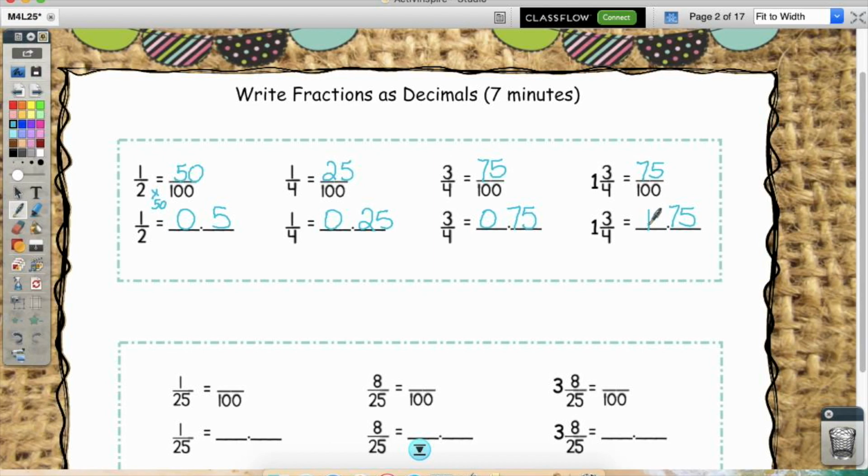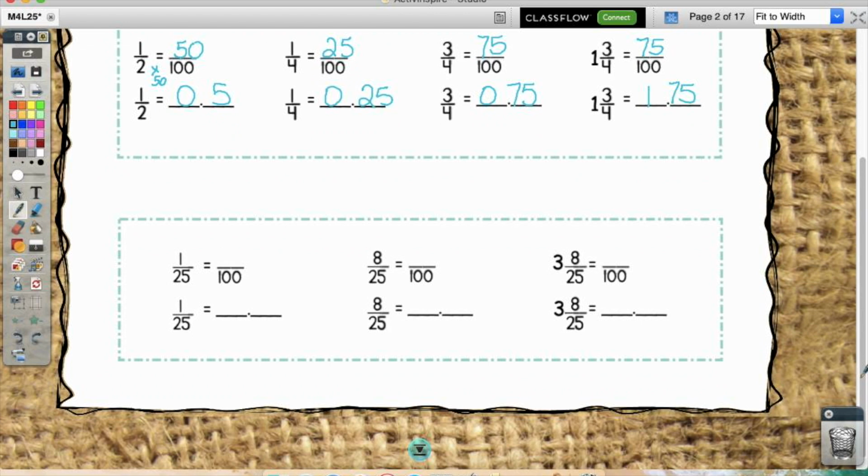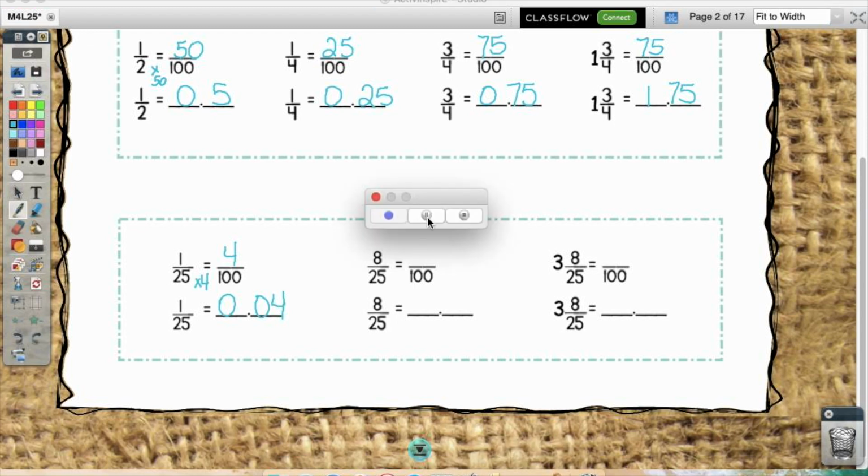All right? So let's keep going down to the next one. How many times does 25 go into 100? 4. So 1 times 4. Okay, so how do I say this fraction? 4 hundredths. How do I write 4 hundredths? 0.04. Okay, got the idea? We're going to start doing these and then I'll call on table groups. So do the next 2 and then I'm going to call on table groups to answer.